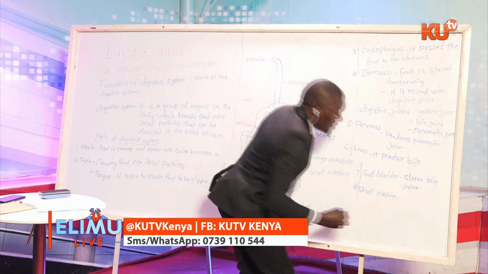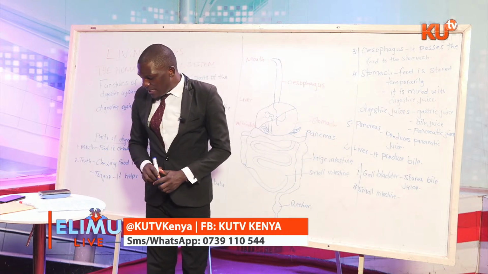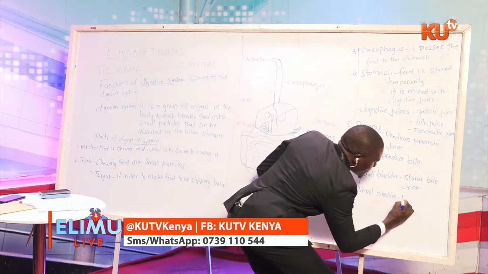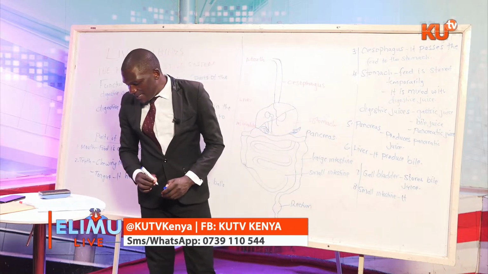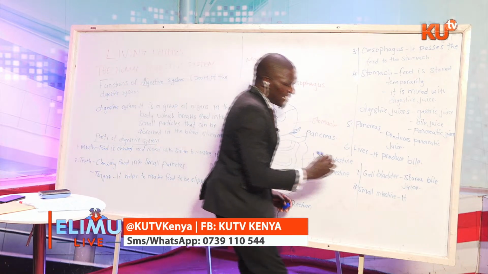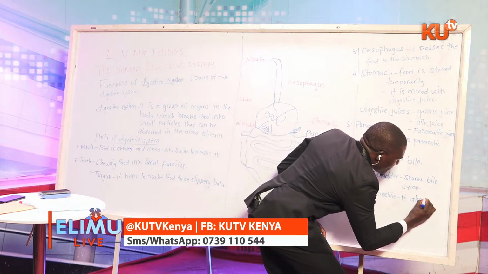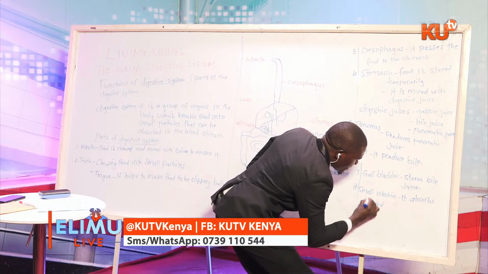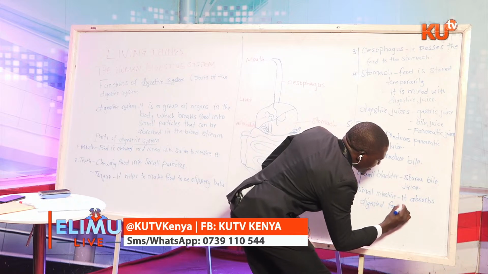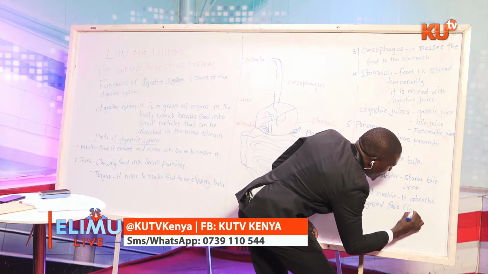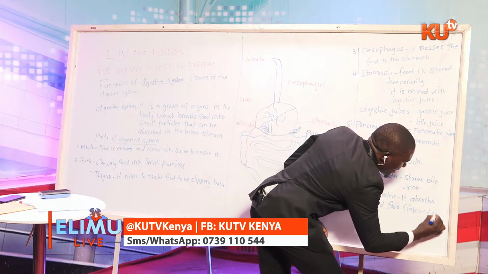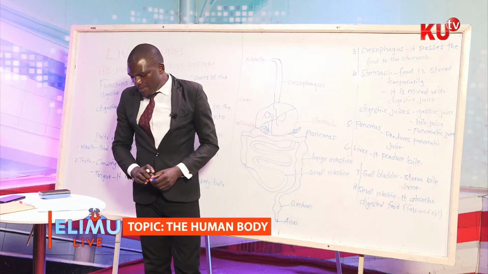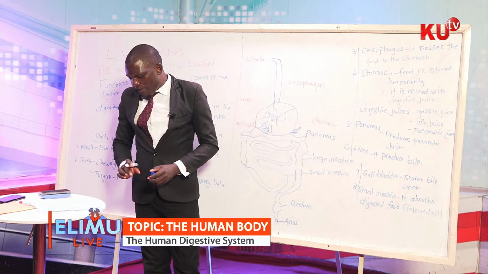We have the small intestine. What is the function of the small intestine? The small intestine absorbs digested food, and this digested food is in the form of fats and oil. So the work of the small intestine is to absorb digested food in the form of fats and oil.